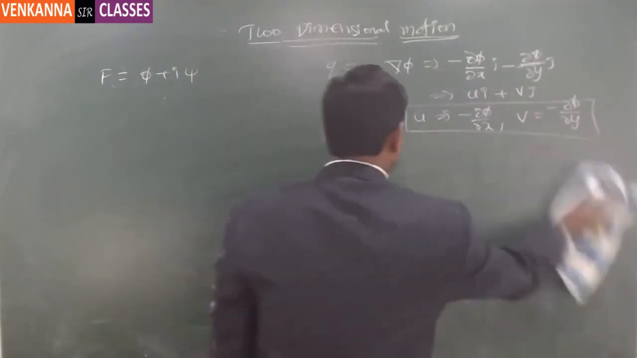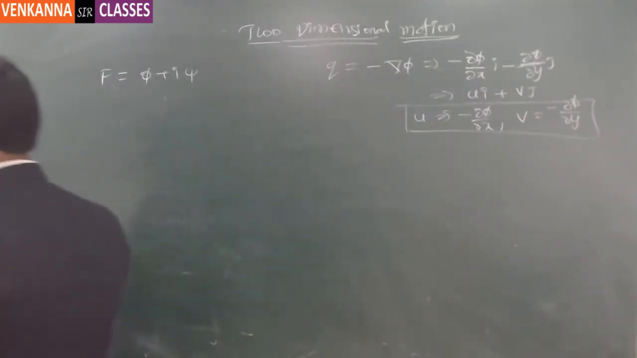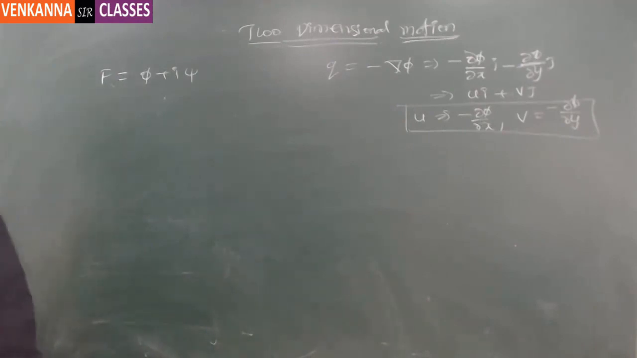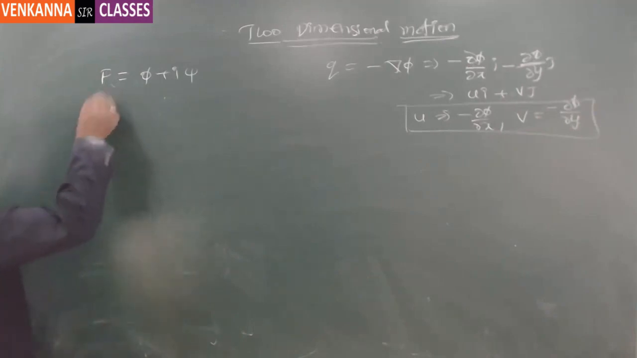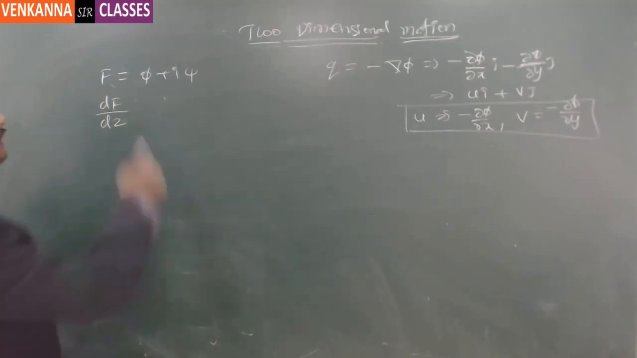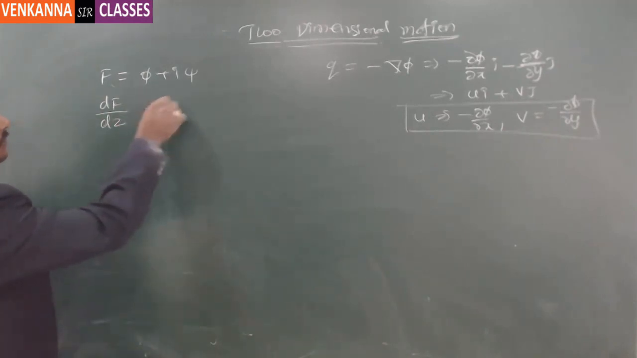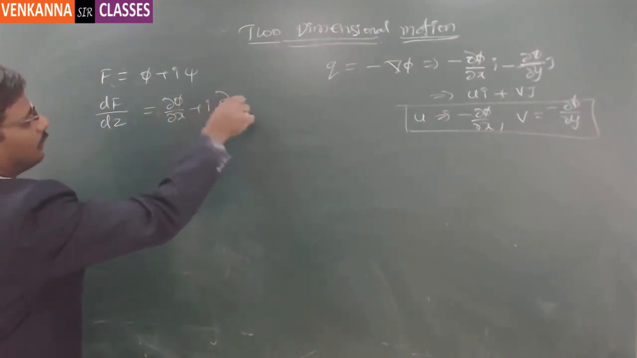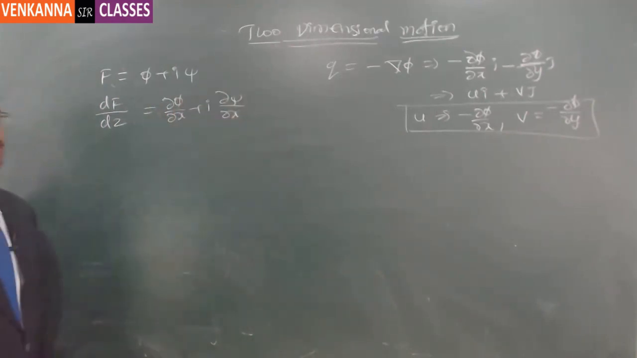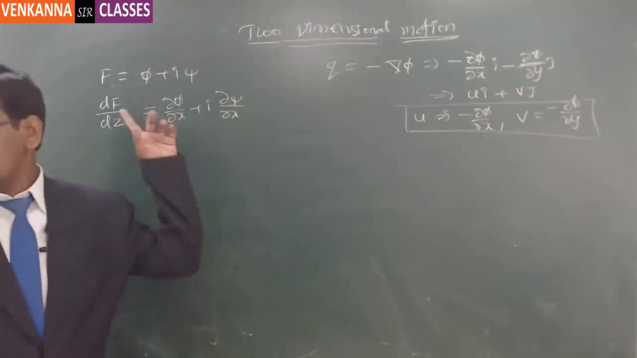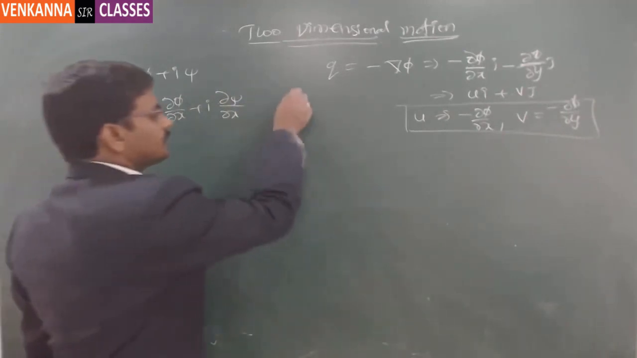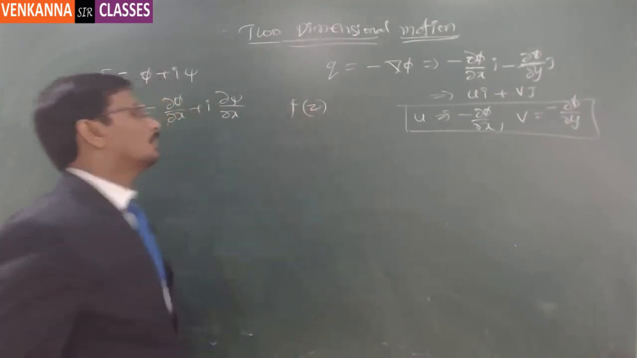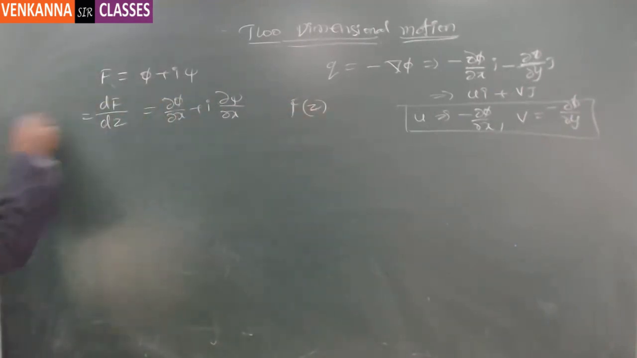Now here, the velocity components. In the two-dimensional flow, what we are interested in is finding out the velocity using complex analysis. Now f is nothing but φ plus iψ, and df/dz is the derivative of the analytic function f. So this is ∂φ/∂x plus i times ∂ψ/∂x. This is the derivative of the function in the complex domain, right? f is a function of z.